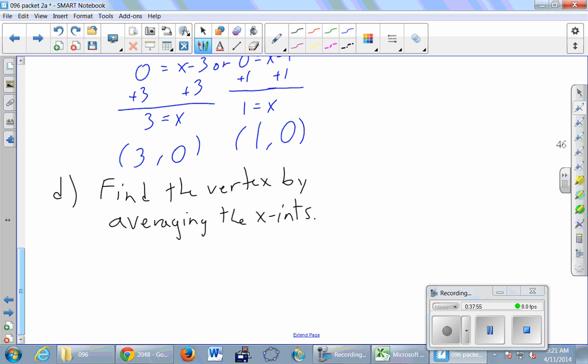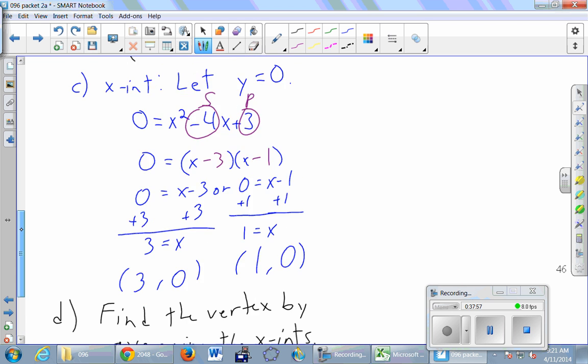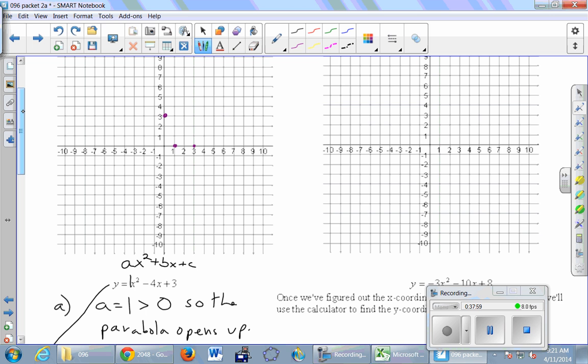Is the line going to be symmetrical? Which line? Yes, parabolas are always symmetric, whether they're up or down.